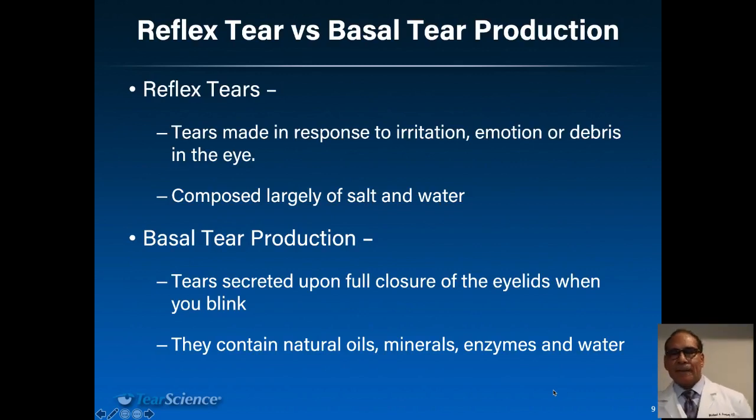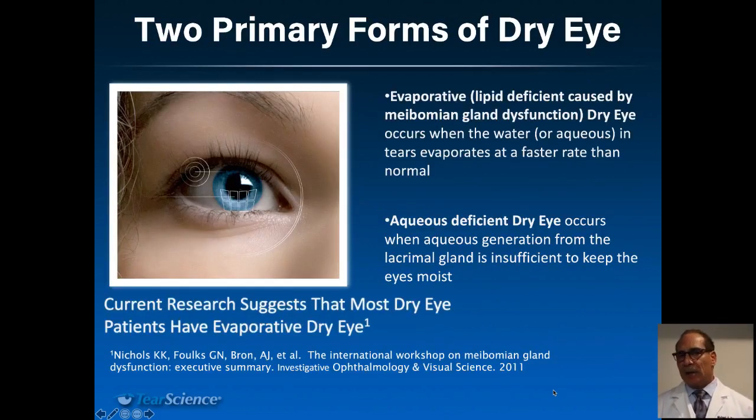Again, there's two main components to the tear film, and therefore two different types of dry eyes that a person can have. One of them is called evaporative dry eye, which is lack of water. The other is what we call lipid deficient or mucin deficient, which is lack of oil.